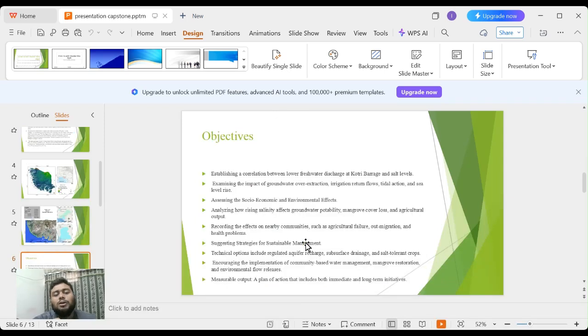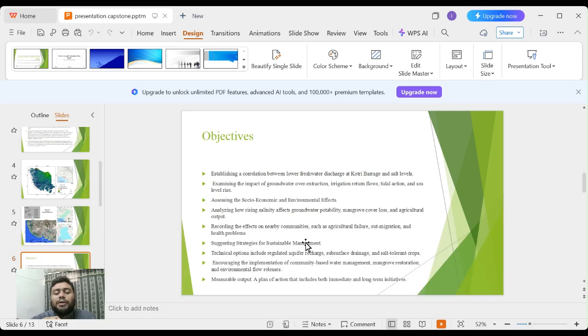So what are the objectives of conducting this research? The first one was establishing a correlation between lower freshwater discharge and salt levels, as the delta is irrigated by the river. So we have a correlation between freshwater discharge and sea level in that area, examining the impact of groundwater over-extraction, irrigation, and transfer, tidal action, and sea level rise.